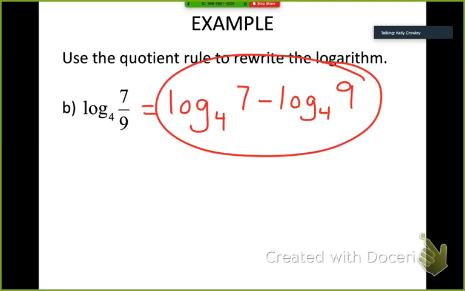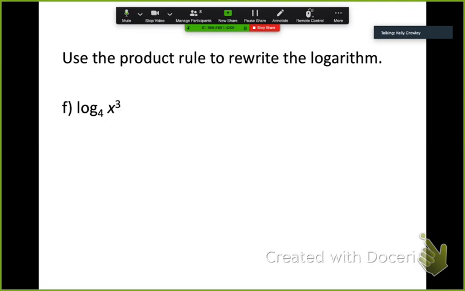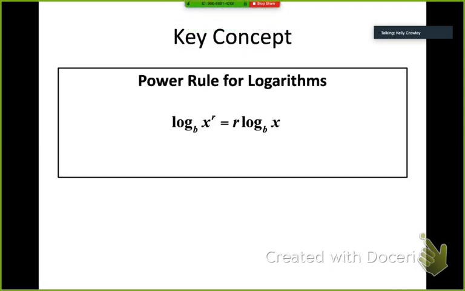Okay, so if you see 2 things being multiplied together, you turn it into a sum of 2 logs. If you see 3 things being multiplied together, then you would turn that into a sum of 3 logs. If it's division, then it turns into the difference. So then the third property that we've got to cover is the power rule.